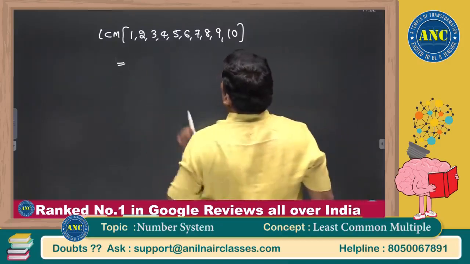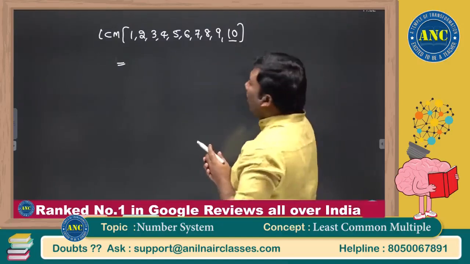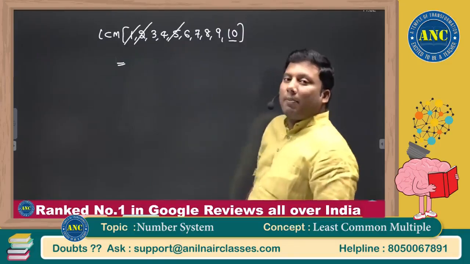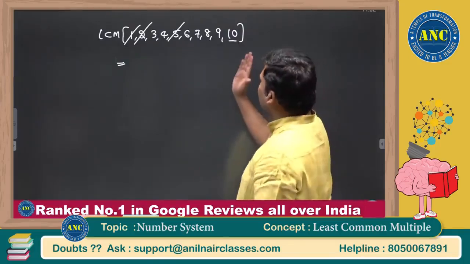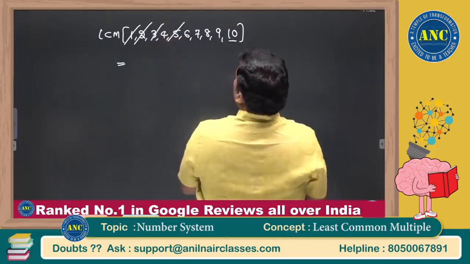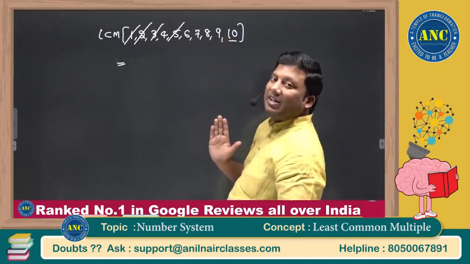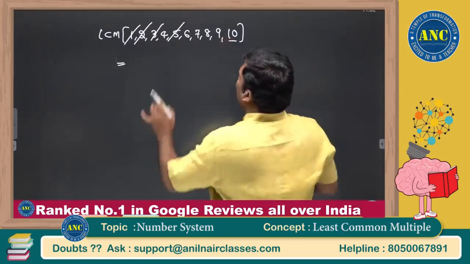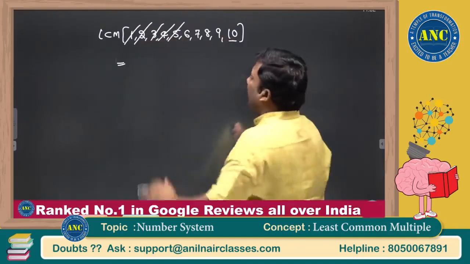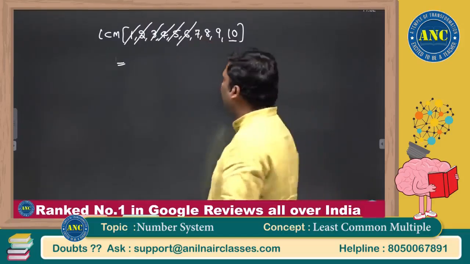First step, go for the largest number, 10. What are the factors of 10? 1, 2 and 5. I don't need these numbers because I am doing LCM. Next number 9. What are the factors of 9? 1, 3 and 9. 3 is out. Next number is 8. What are the factors of 8? 1, 2, 4 and 8. 4 is out. 2 and 3 I eliminated, so automatically 6 will be eliminated. 6 is derived from 2 and 3.